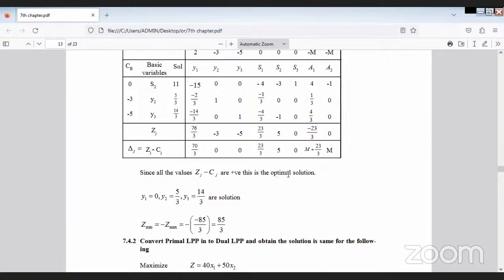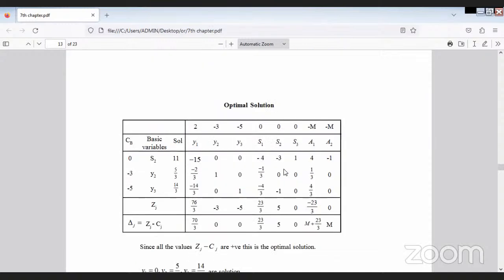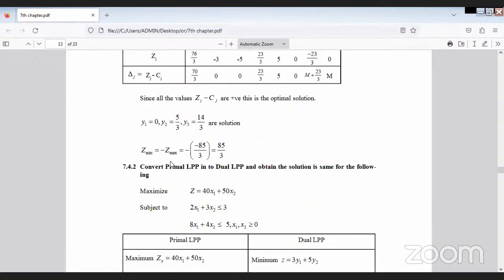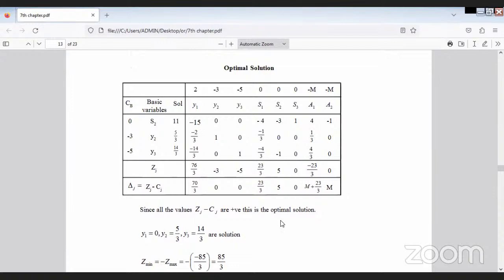So therefore we can write y1 is equal to 0, y2 is equal to 5 by 3, y1 is equal to 0. Why? Because we are writing y1 is equal to 0 from the simplification of the zj minus cj. So simplify: y1 is 0, y2 is 5 by 3, y3 is 4 by 13. These values we are substituting in the equation, so we find z minimum is equal to minus z maximum. So therefore z minimum, z maximum is equal to minus 85 by 3.